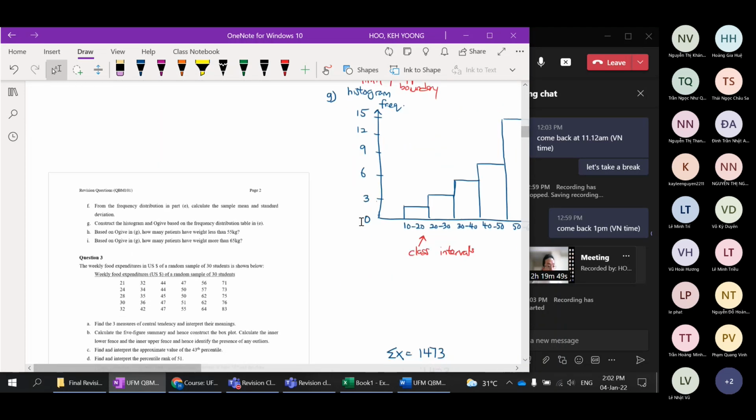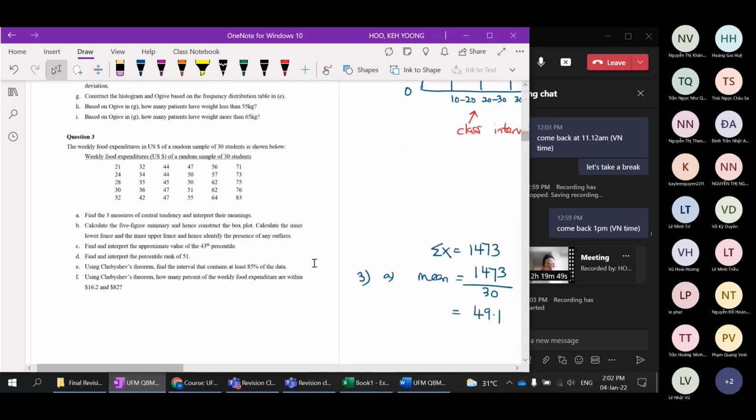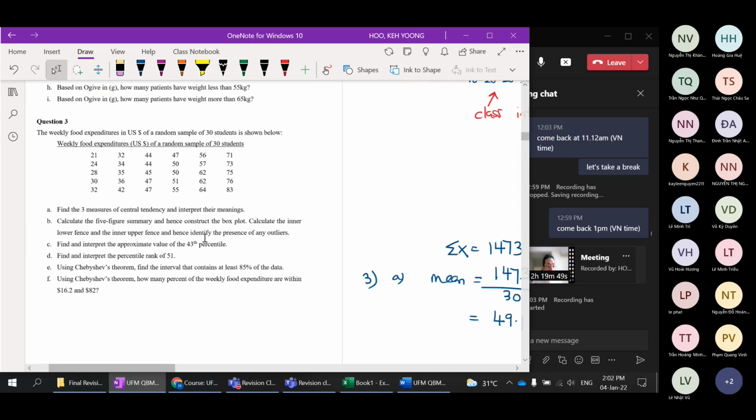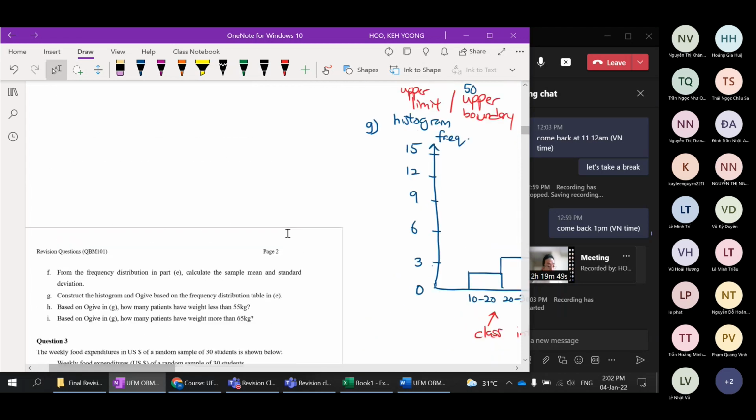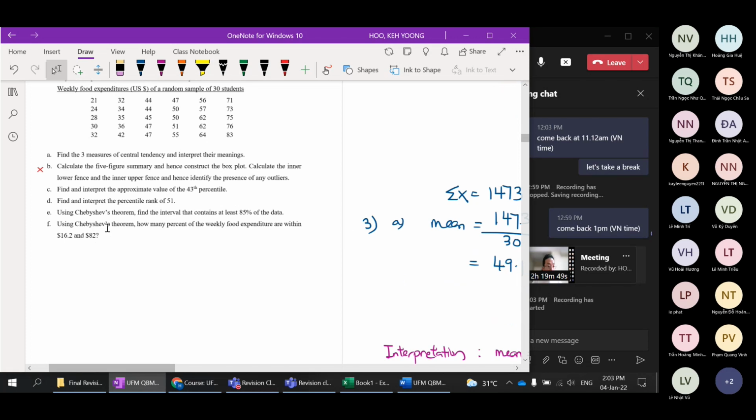Planning to skip 3B because 3B is again find the five-figure summary, construct the box plots, lower inner fence, upper inner fence, outliers. Okay, we have done this in question 1 and question 2. And later question 5 has these questions again. So we will skip these questions. You can refer to question 1, 2, or later question 5, where we will redo this box plots thing one more time. Okay, so we'll continue with question C.